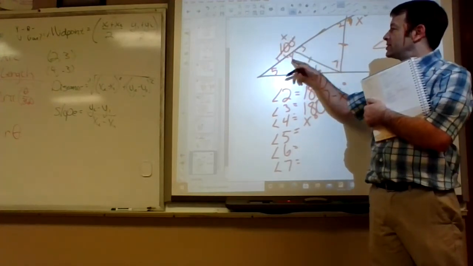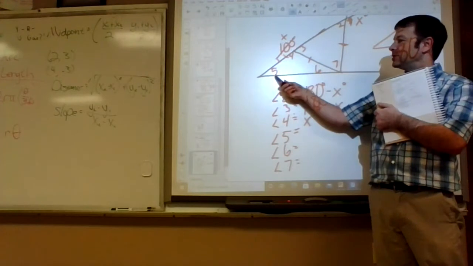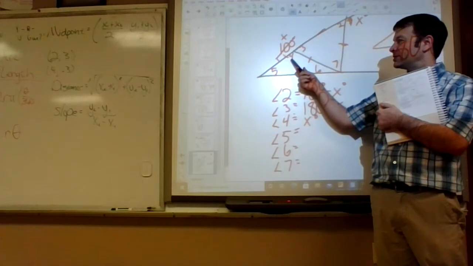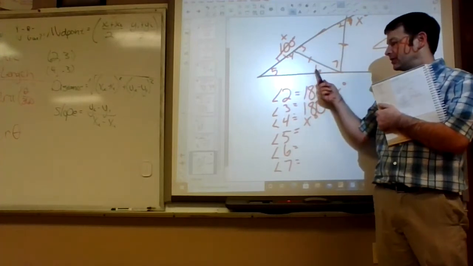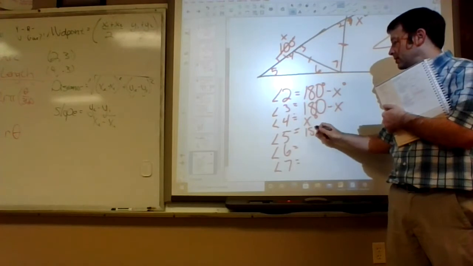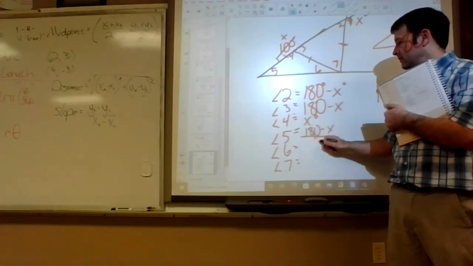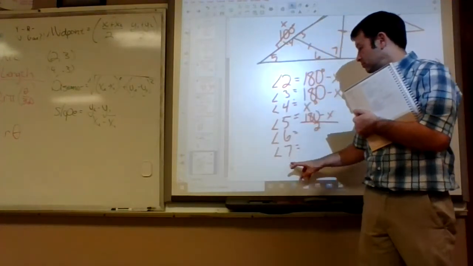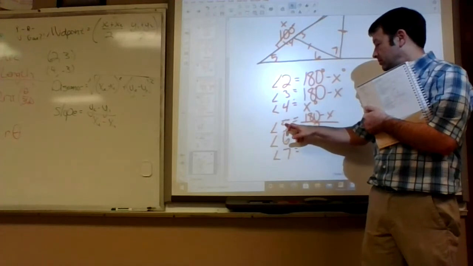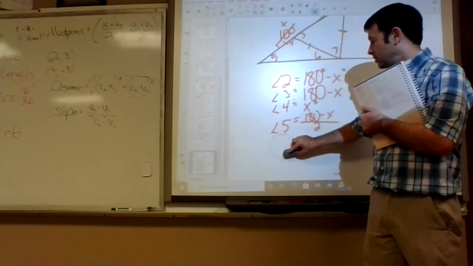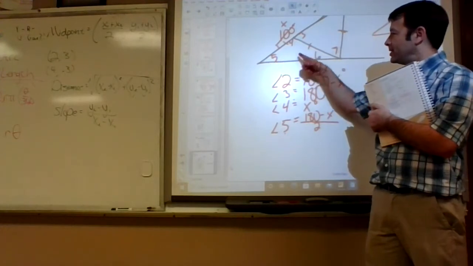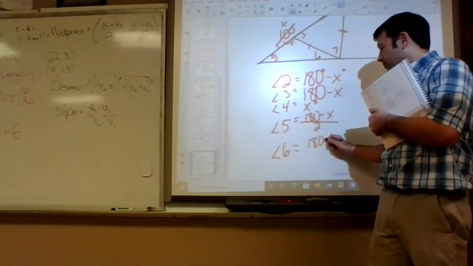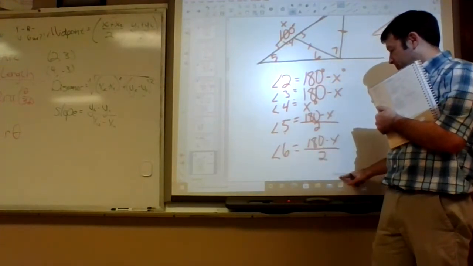Okay, so what if this angle is called x? How do we do this? X divided by 2? No. X subtracted from 180, 180 minus x, divided by 2 will give us this. 180 minus x, divided by 2. And that'd be the same for 6 then. Remember, 5 and 6 are the same angles. So angle 6 is also 180 minus x divided by 2.